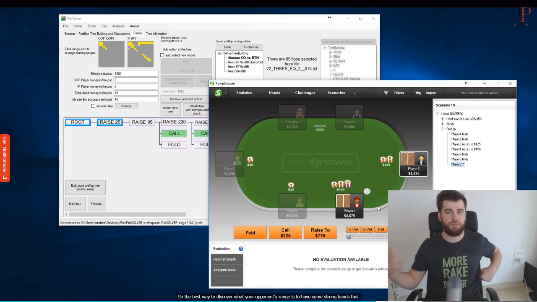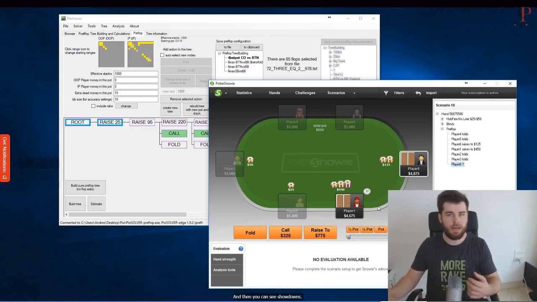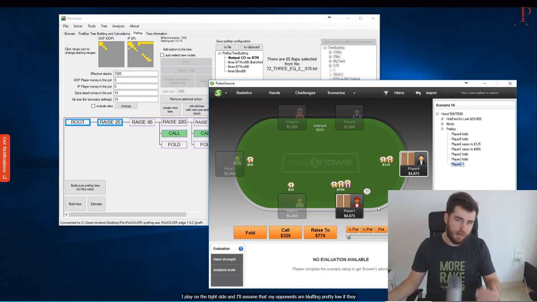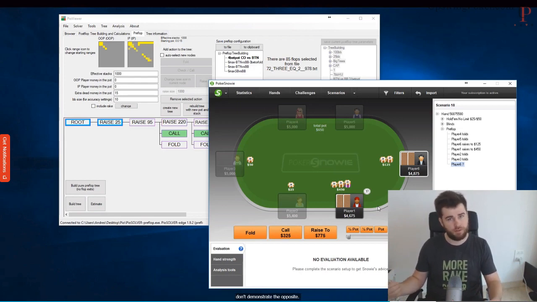of spots. So the best way to discover your opponent's range is to have some strong hands that you will always call and you can see showdown. Otherwise, I as always prefer a reactive approach. I'll play on the tight side and I'll assume that my opponents are bluffing pretty low if they don't demonstrate the opposite. So having a way to check that your hypothesis is good is important if you are going to play on the tighter side.